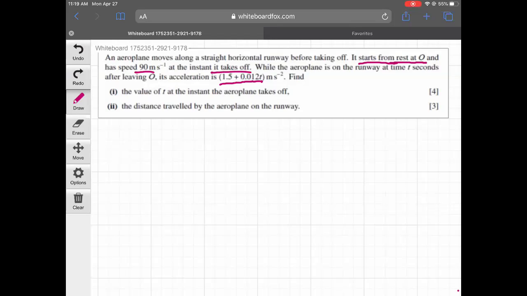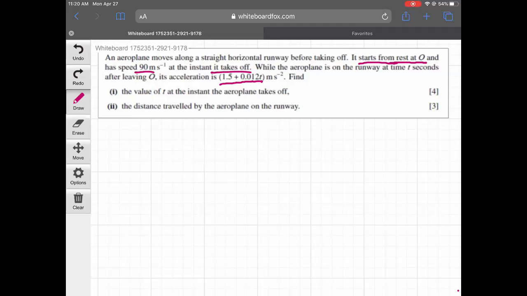So basically, how long does it take for the airplane to take off? It starts from rest and accelerates according to that expression until it reaches a speed of 90, and then it takes off. So how long does it take to reach that speed of 90? That's what we need to find.